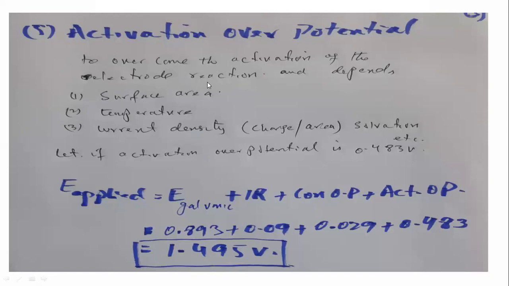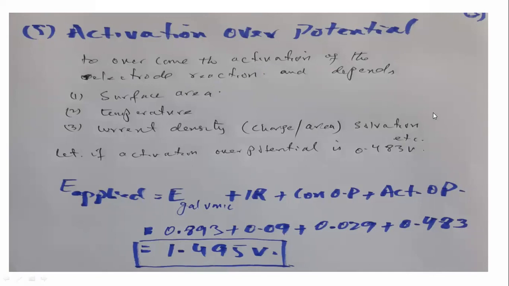So this is the area in which we are working in the field of nanomaterials. Actually, we are increasing the surface area by the reduction of the particle size. Again, temperature is important, and it is the minimum energy. If you increase the temperature, of course, you are going to overcome this activation potential. The third one is the current density, and it is defined as the charge per unit area.